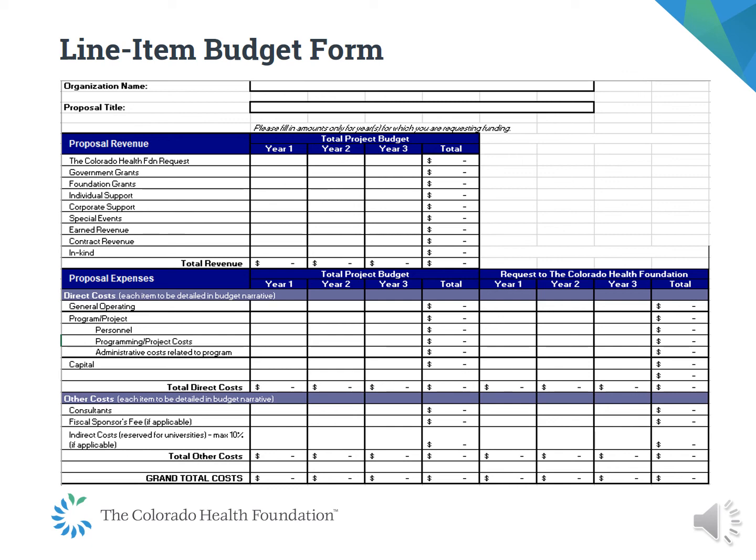Refer to the budget instructions on our website or within the application for a description of what to include in each line item. Again, use your budget narrative to provide additional detail. Please note that the line item of indirect costs is reserved for colleges and universities only. For colleges and universities, the Foundation allows a maximum of 10% of direct costs and does not pay indirect costs on consultants or subcontracts or equipment. A federally negotiated indirect rate does not qualify for indirect costs to be supported by the Foundation.